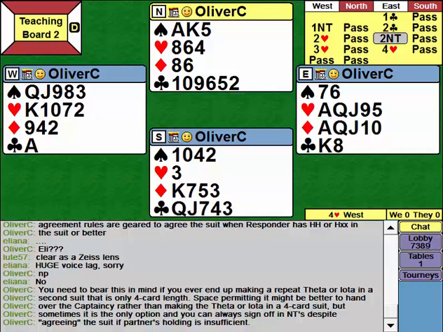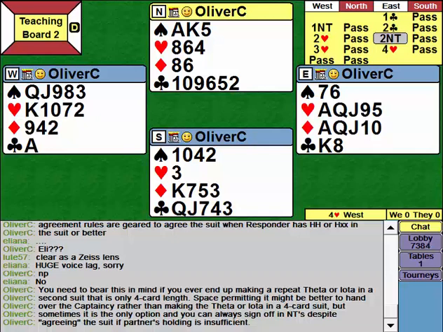So better, if you've got the space to do so, it is normally better to hand over the captaincy rather than making a theta or iota. It would normally be an iota in a four-card suit. Like I said, sometimes it is the only option. But if you do have an option, it's normally better to hand over the captaincy.